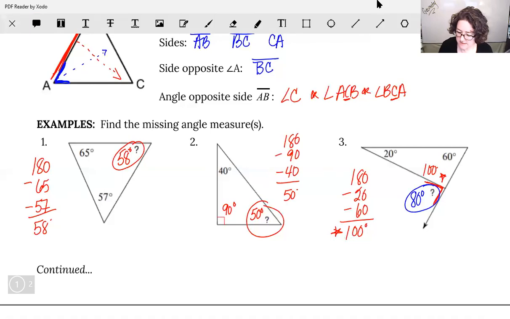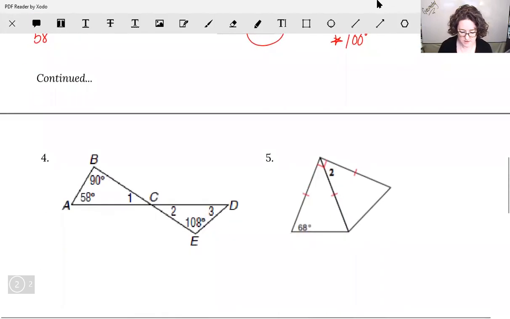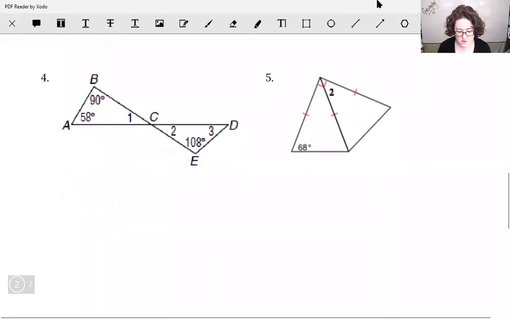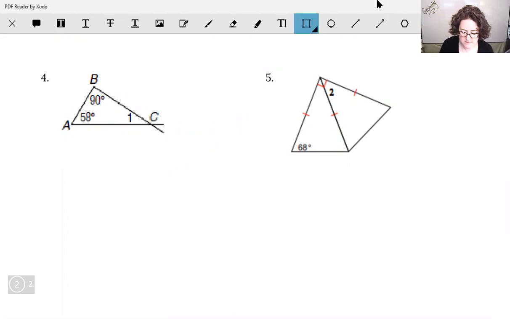Excuse me, I need to save that. Now I can scroll. Alrighty, so number 4 looks a little bit complicated, but all we need to do is look at one triangle at a time. So I'm going to use that same trick I did before. I'm just going to cover up part of my diagram, so I'm only focusing on one thing at a time.